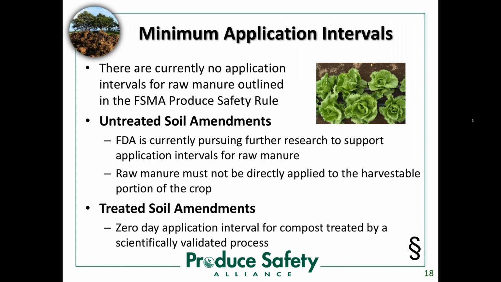This is important. There's no minimum application intervals currently involved in the FSMA for raw manure. Okay, it is not in there. Untreated soil amendments, FDA is trying to find out more information about this to deal with this, and there's extensive documentation in the FSMA regulation about untreated soil amendments. But the key thing to remember there is raw manure can't be applied directly to harvestable portion of the crop. Of course, if you don't use untreated soil amendments, you don't have to think about it.